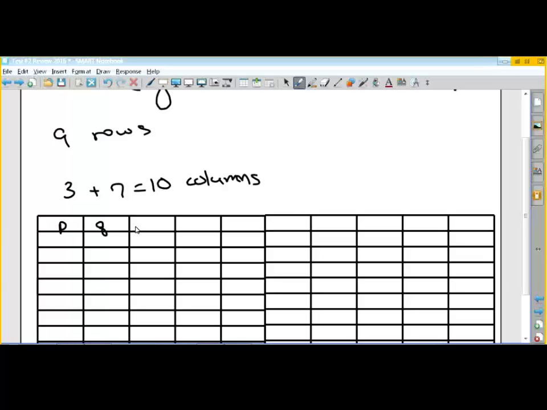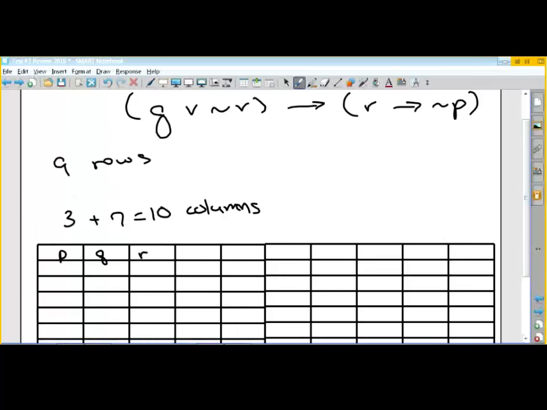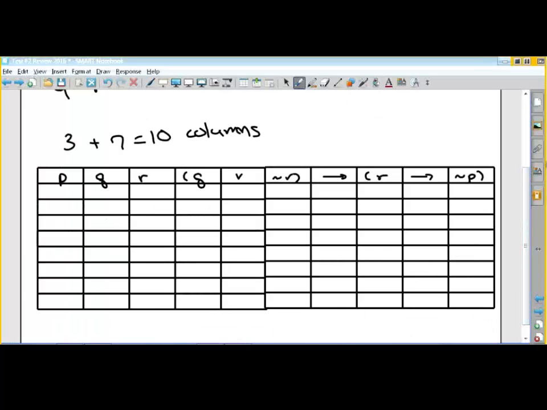P, Q, R. Just do this in alphabetical order, just to make it easier. Okay, and then we have the logic statement. So we have Q, or, not R. And then the if-then statement, R, if-then, not P. Okay, so I can drag that down now that I have it all written out.